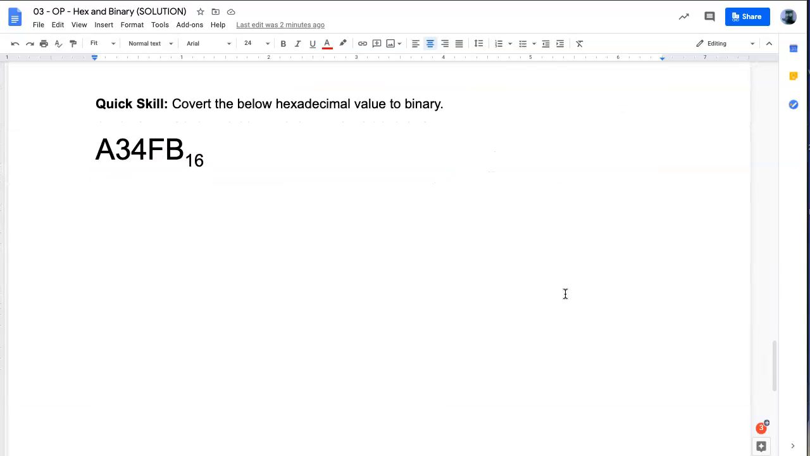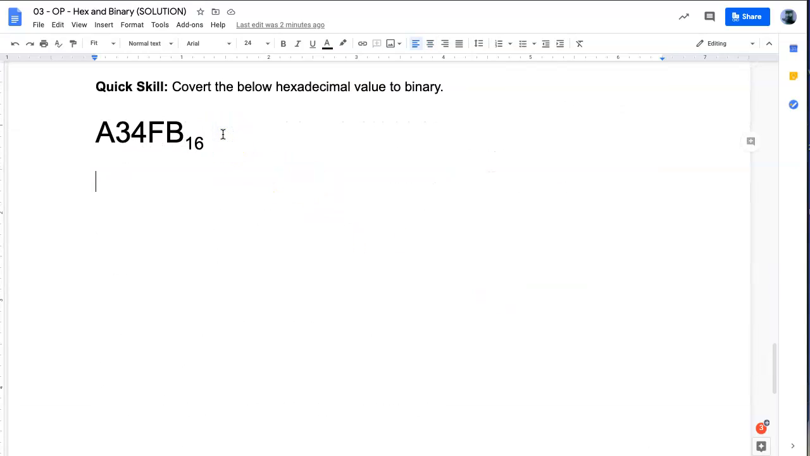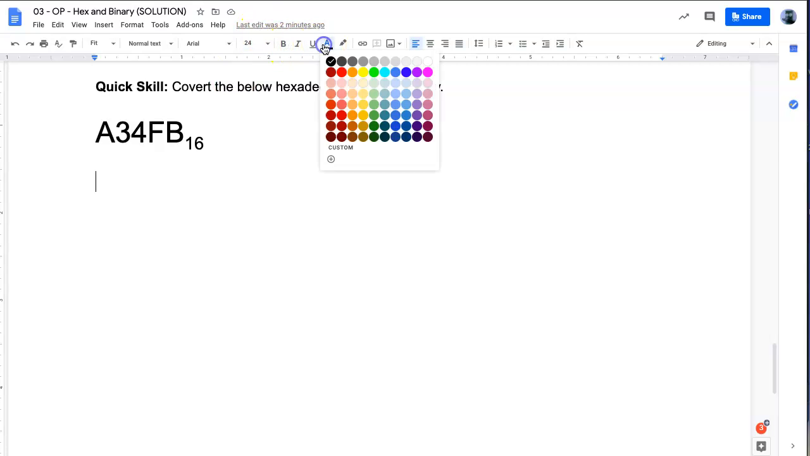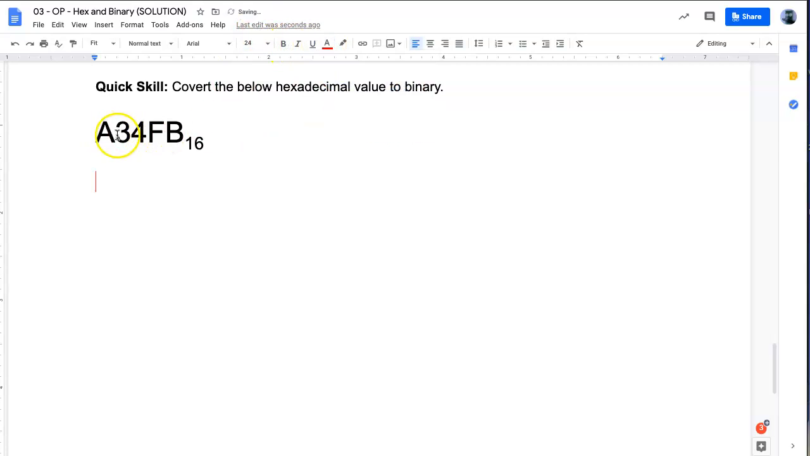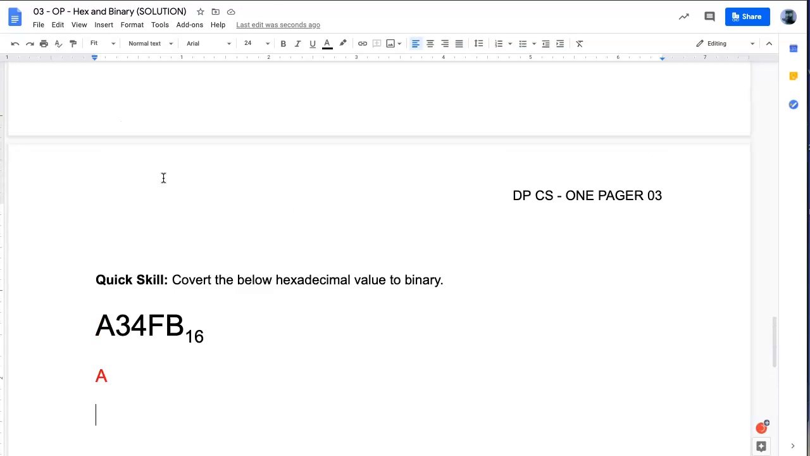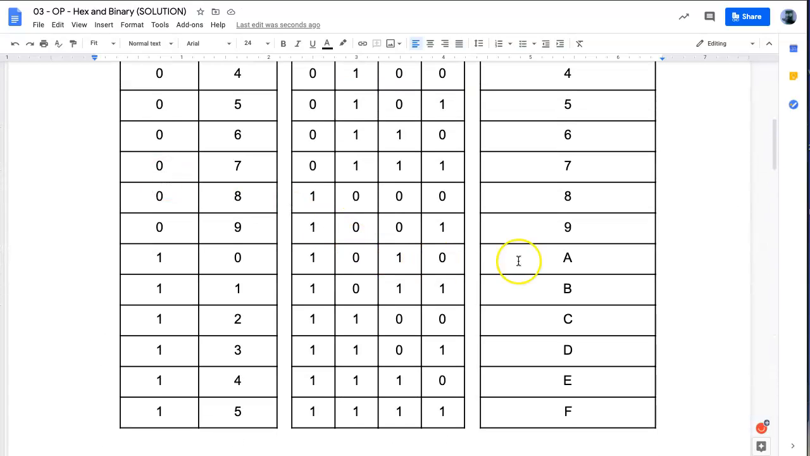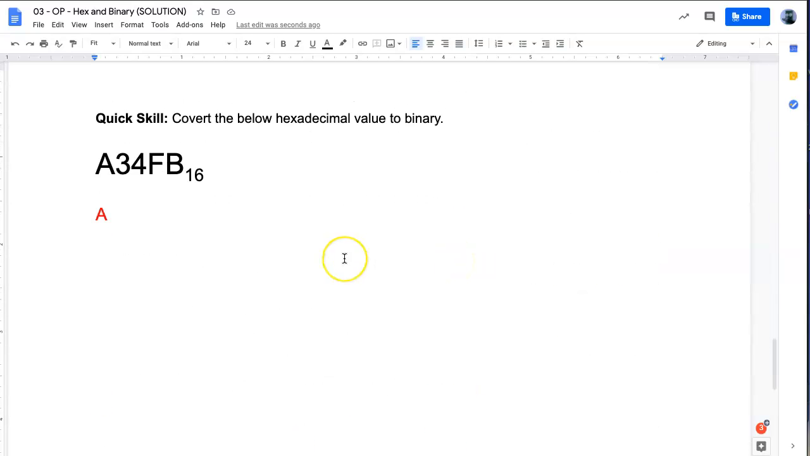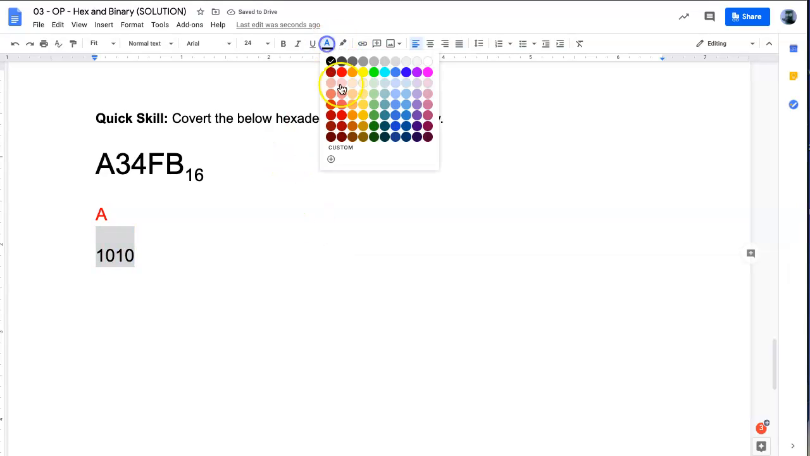So now let's go the other way. And I haven't done this yet, but let's do it now. So let's change my color to red. So if we have A34FB, what I'm going to do is take that A and write A in hexadecimal, in binary. So I'm going to come up to the top and let's take a look. So here's A. So A is 1010. There's the A. Let's make that red.